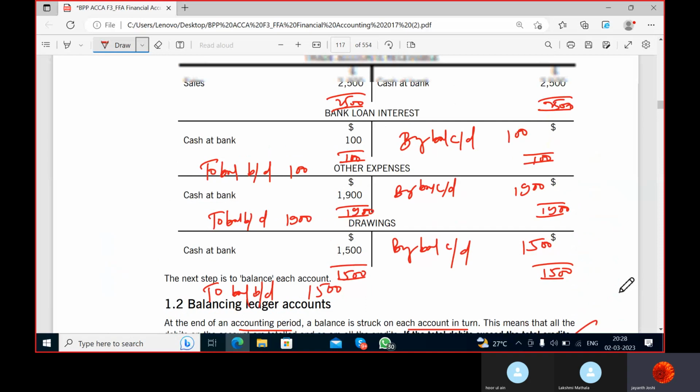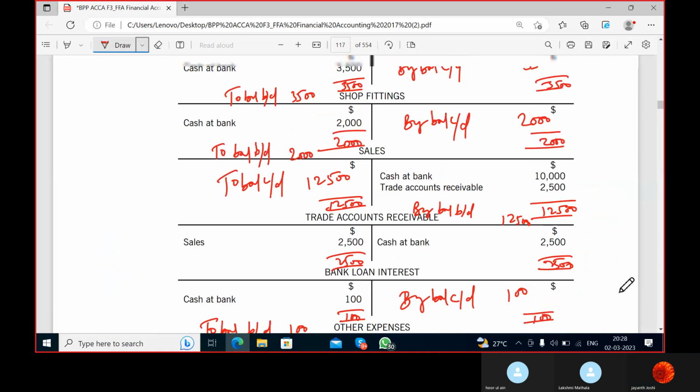Again, I'll show you one more case. You can see here when the credit exceeds the debit. Debit side it is $0. Credit side it is 12,500. Credit is exceeding debit by 12,500. So we have a credit balance. So balance brought down is what here? Credit balance.